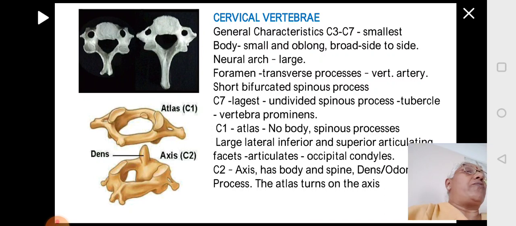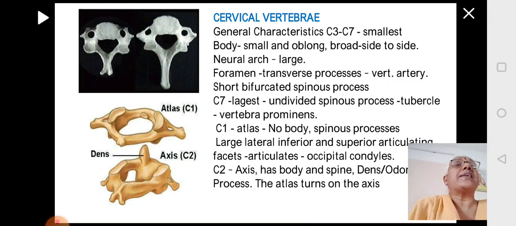Now we will look at the vertebrae in the different parts. First we will look at the cervical vertebrae. Cervical vertebrae are located in the region of the neck. There are 7 cervical vertebrae. The first one is called the atlas, the second one is called the axis, and cervical vertebrae 3 to 7 will have almost similar structure. First is different, second is different. 3 to 7 will have similar structure.